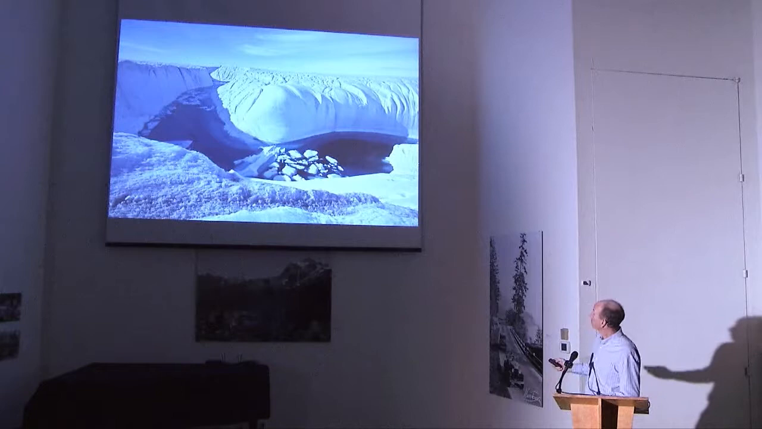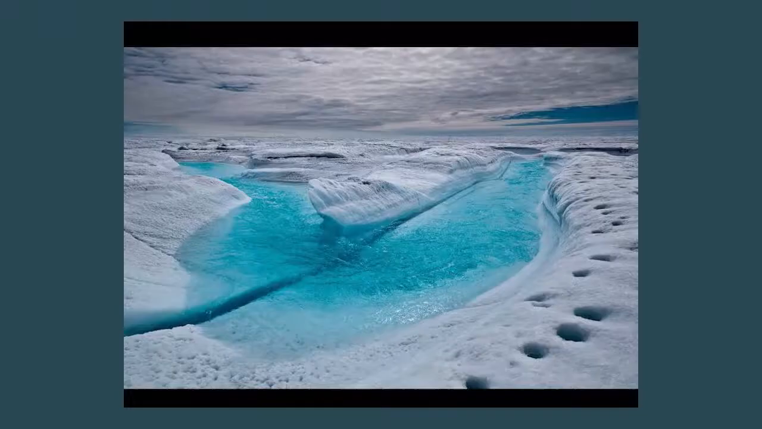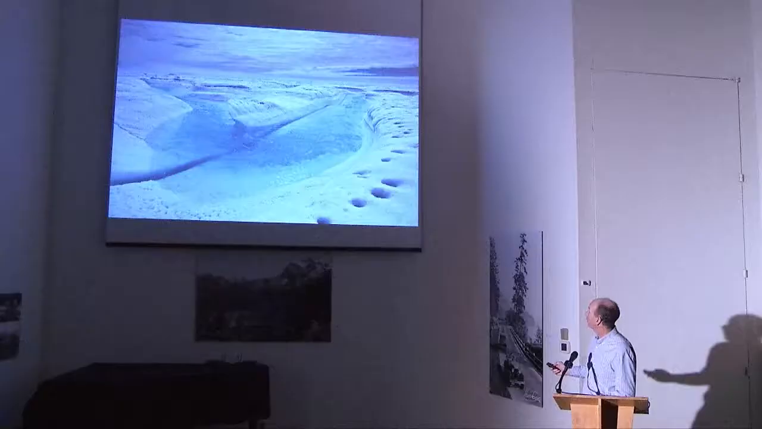On the smaller scale, there's a lot of beauty too. It's hard to get a sense of scale, but this is probably only about 30, 40 feet across. This is just a bend in a small melt stream. But sometimes it can be startlingly beautiful when you look at it. And these are cryoconite holes.